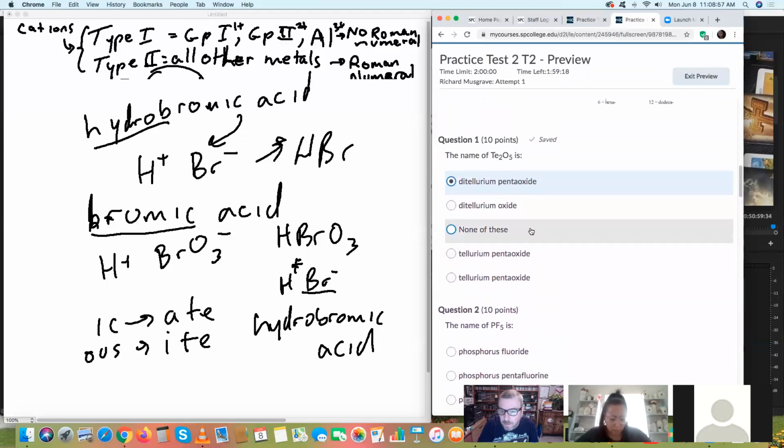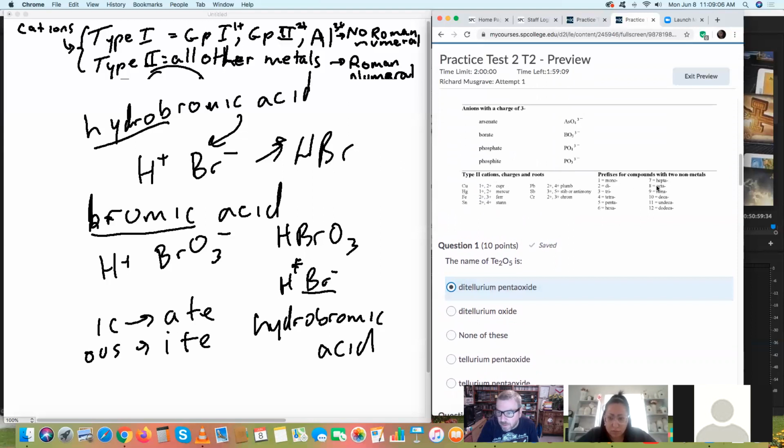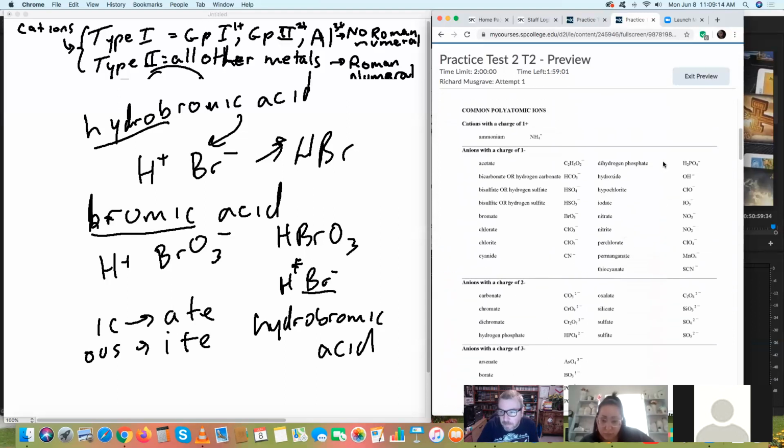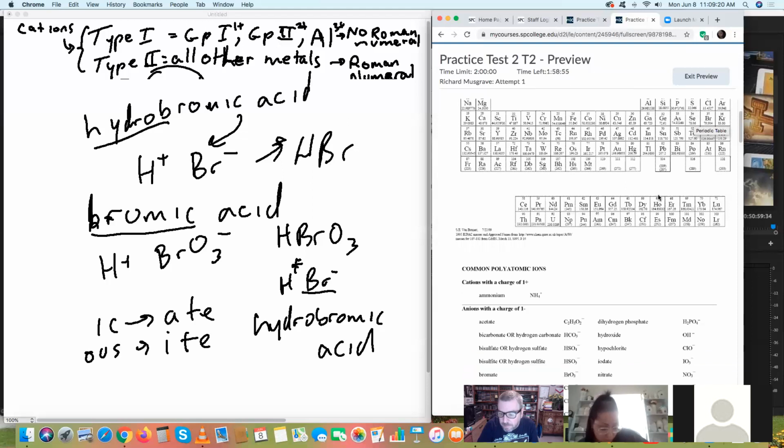So we got Te and O, and we got 2 of those and 5 of those. So we just go to the prefixes here. Di for 2 and penta for 5. And that's because they're compounds, right? Well, it's because it's 2 nonmetals. Both are nonmetals, exactly. See, Te and O are both on the nonmetal side.